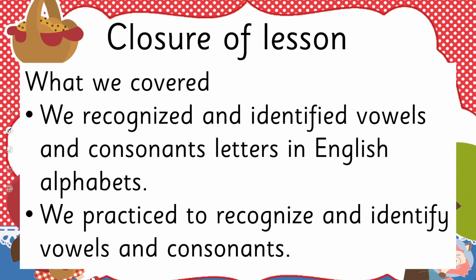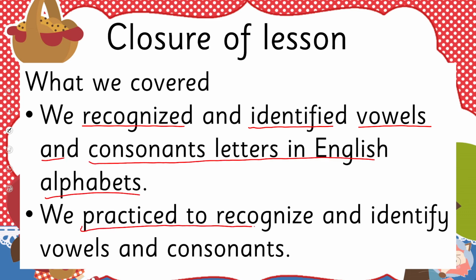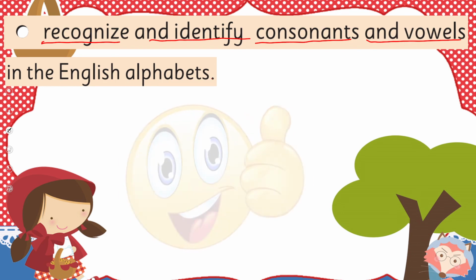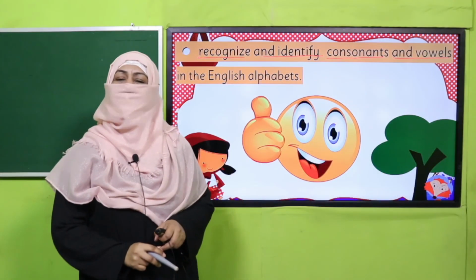Okay, so what have we learned today? We recognized and identified vowels and consonant letters in English alphabets, and we practiced to recognize and identify vowels and consonants. In this way, we achieved our SLO, that is to recognize and identify consonants and vowels in English alphabets. Are we done with it? Yes, that's it for today.